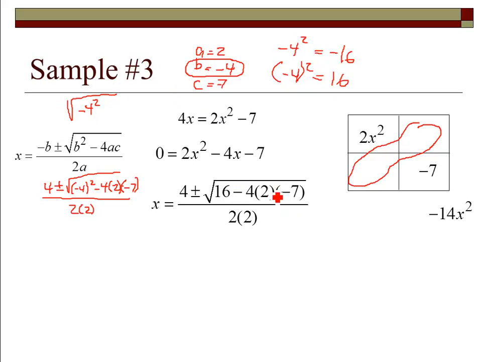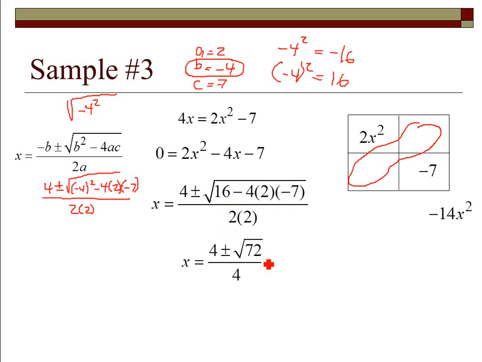Okay, we need to simplify in here. So if you need to use a calculator for doing this part of it, that's probably okay. You can say it's negative 8 times negative 7 is 56, plus 16 is 72. And of course 2 times 2 is 4.